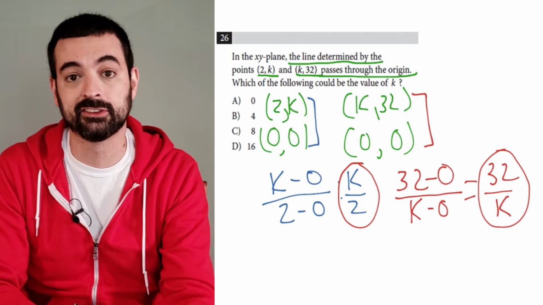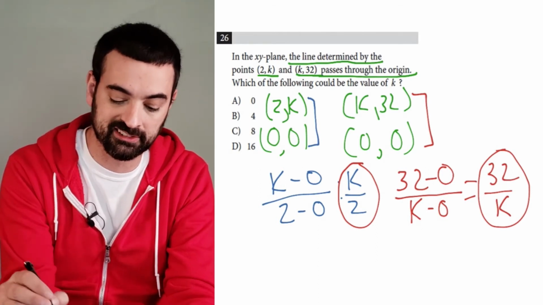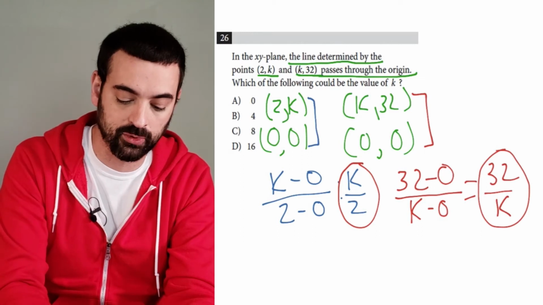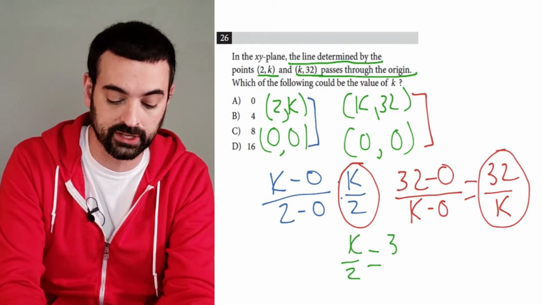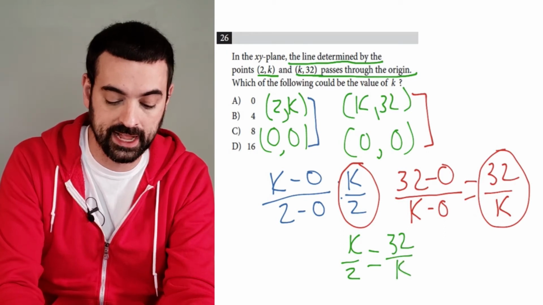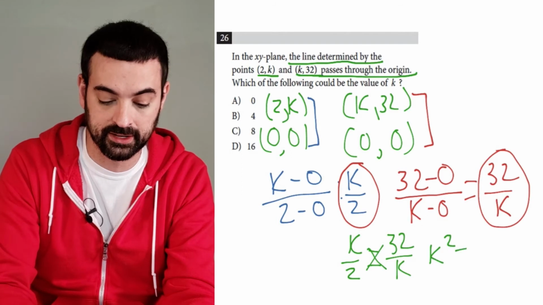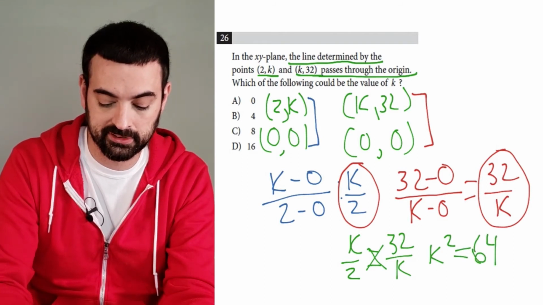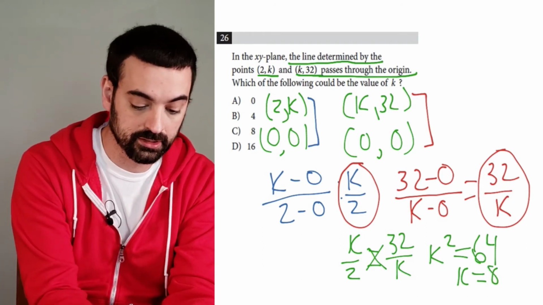Now we can set these two quantities equal to each other, cross multiply, and solve for k. So we're going to say that k over 2 equals 32 over k. Cross multiplying gives us that k squared equals 64. So k must equal 8.